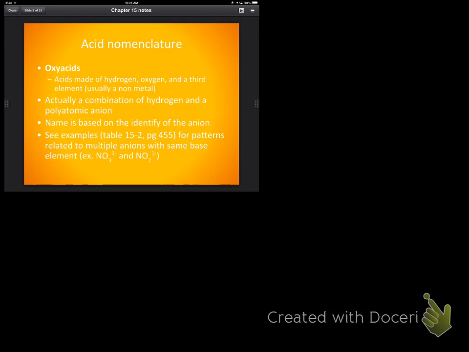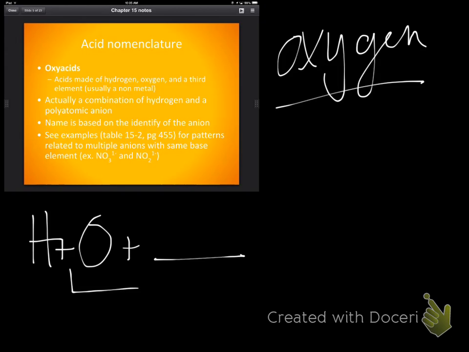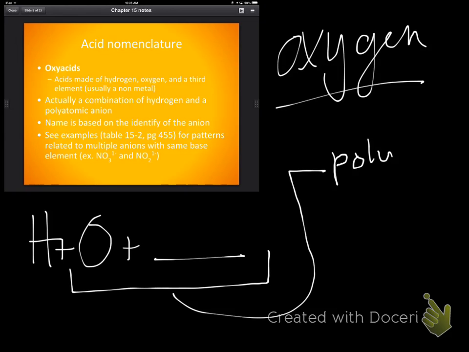Let's talk about the other set of acids, oxy acids. So, all of you being clever critters, what element do you think is present in all oxy acids? Oxygen. So, all oxy acids are oxygen containing. And typically we've got hydrogen, we've got oxygen, and we have some other thing. Okay? And very often the oxygen plus some other thing is actually a polyatomic ion.